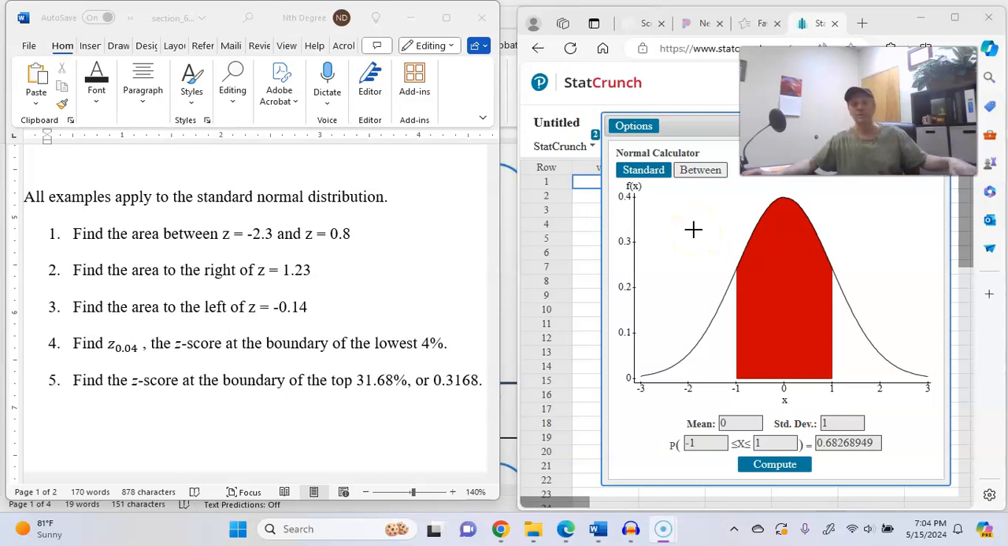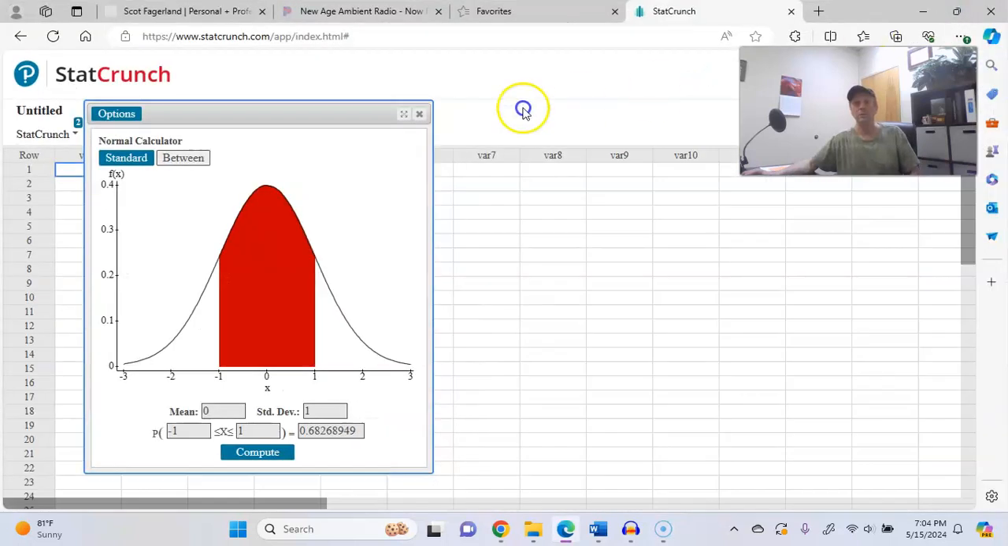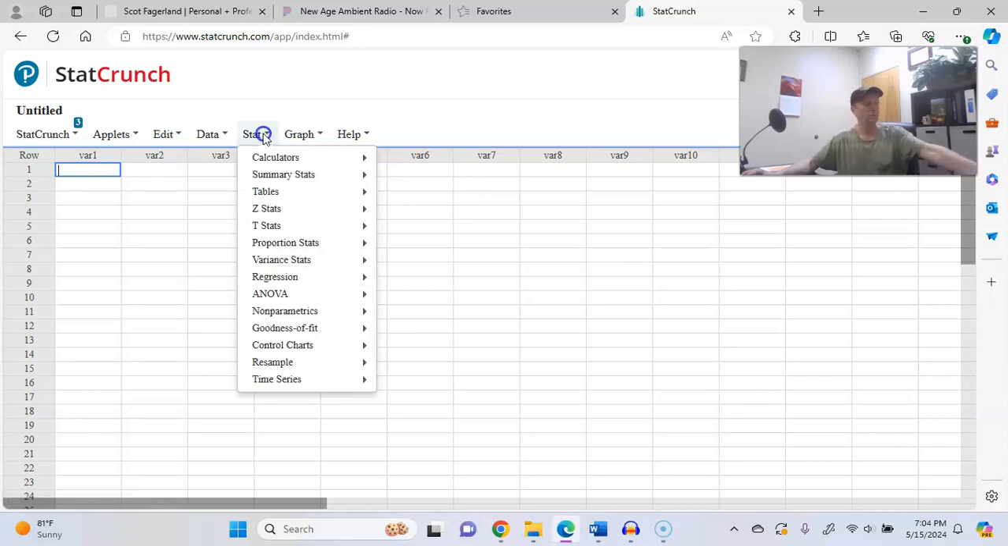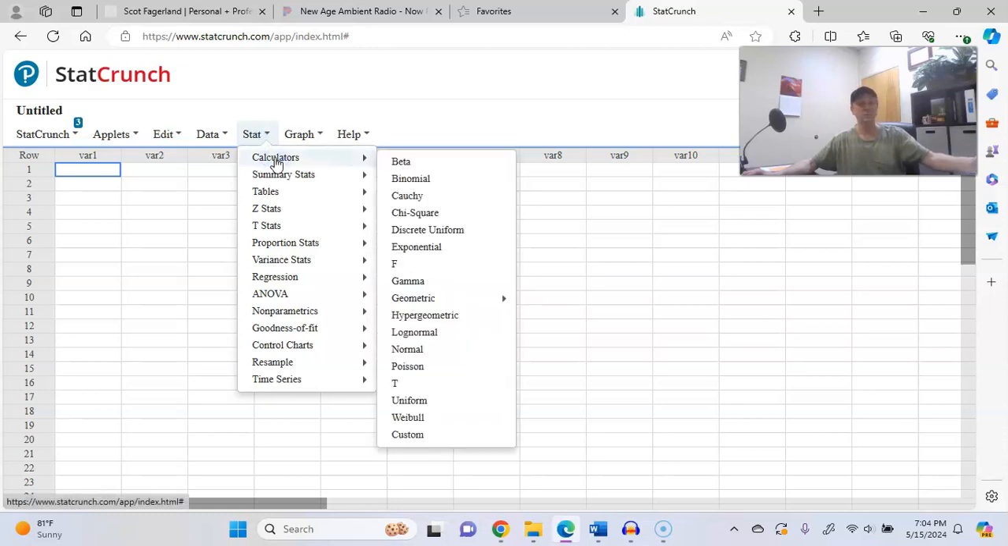I'm kind of excited because, again, I'm accustomed to doing this with tables, and it's really nice to have a built-in calculator that'll do the hard work for us here. So let's make sure we can find this calculator first. When we're in StatCrunch, let me close it for now. We go to, and these instructions are given in your lecture outline, Stat, Calculators, Normal. Well, that makes sense.